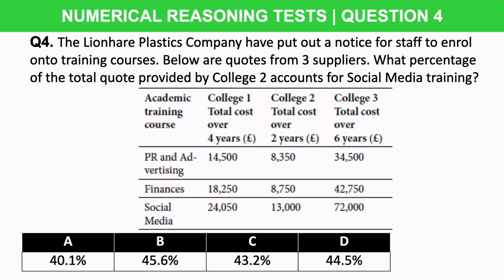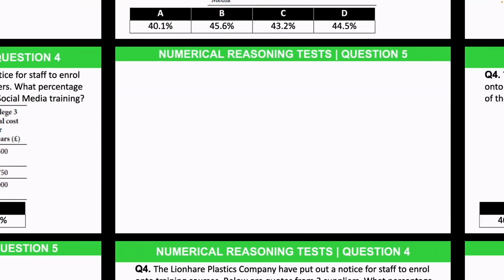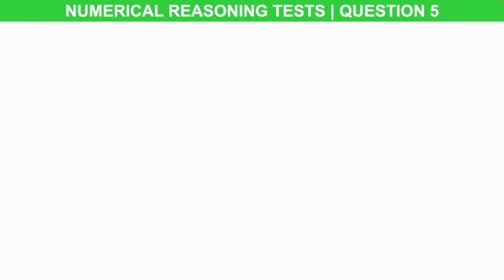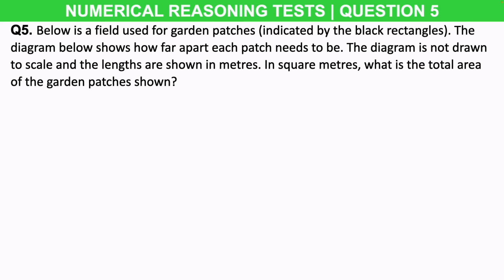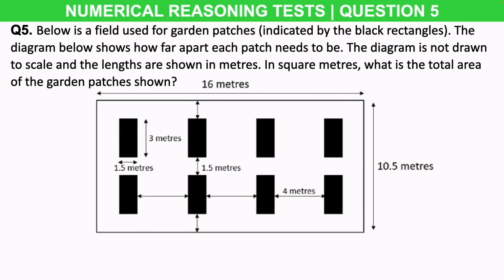You're doing brilliant. Let's move on to a different type of CAPPFINITY assessment test question style for numerical reasoning. Here is question 5. Below is a field used for garden patches, indicated by the black rectangles as we can see here. The diagram below shows how far apart each patch needs to be. The diagram is not drawn to scale and the lengths are shown in meters. In square meters, what is the total area of the garden patches shown?